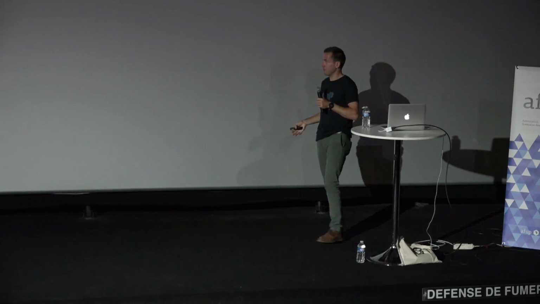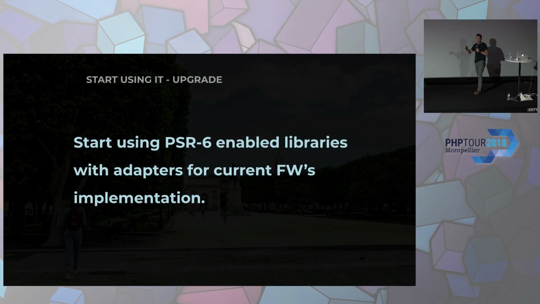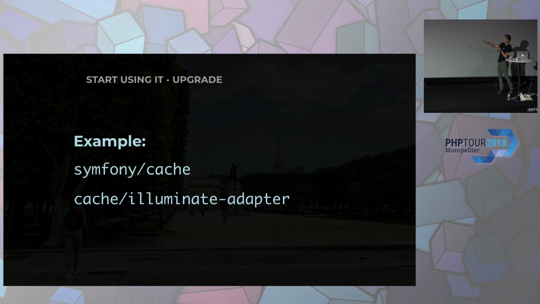There are adapters for, well, Symfony 3.0 came out with PSR6 support. Laravel has adapters. CakePHP has adapters. There's symfony/cache, and there's cache/illuminate-adapter, which is the adapter for Laravel. So you can start using your existing Laravel configuration. If you want to start using PSR6 in your Laravel application, you can still use your already configured cache layer and start using the PSR6 interfaces.